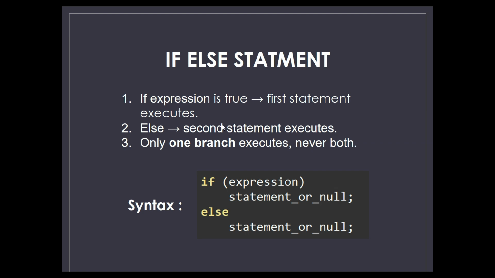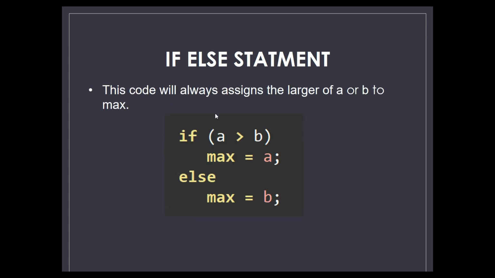As you saw in the previous example, the if-else statement adds the else keyword to the if statement. If the expression is true, then the first statement is executed, and the else part is executed when the expression is false. The main thing here is that at a time only one branch can be executed. Both branches can never be executed in the case of an if-else statement. If the condition is true, then the first statement will be executed, and if the condition is false, then the else part will be executed. Let's take a look at this example.